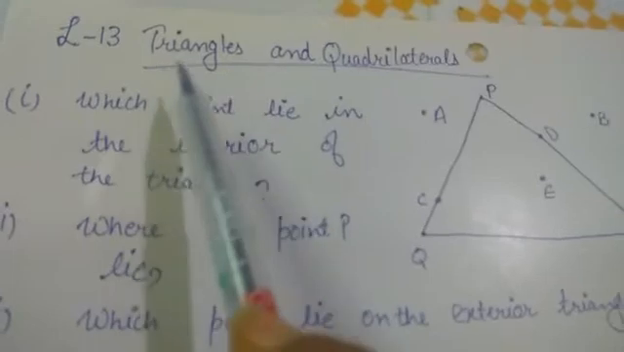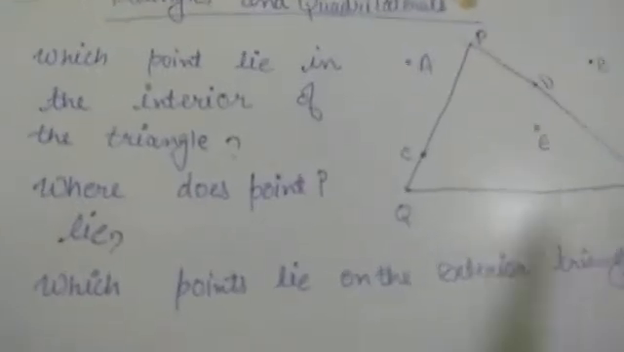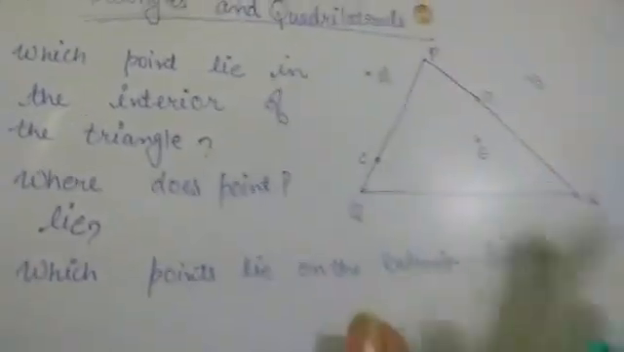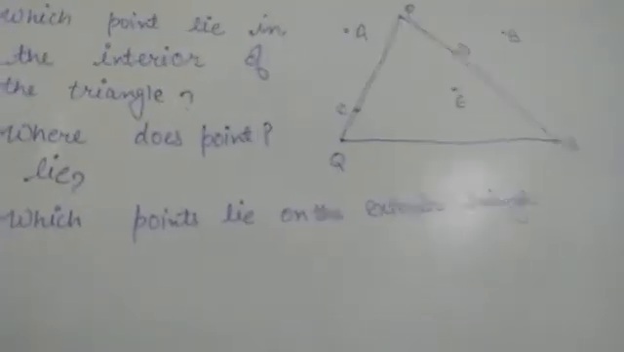Today we will start our new chapter, chapter number 13, and the name of our chapter is triangles and quadrilaterals. And this is the first question from your book. For students who have done the previous chapter, circles, this question is very easy. So that's why we are starting directly with this question.